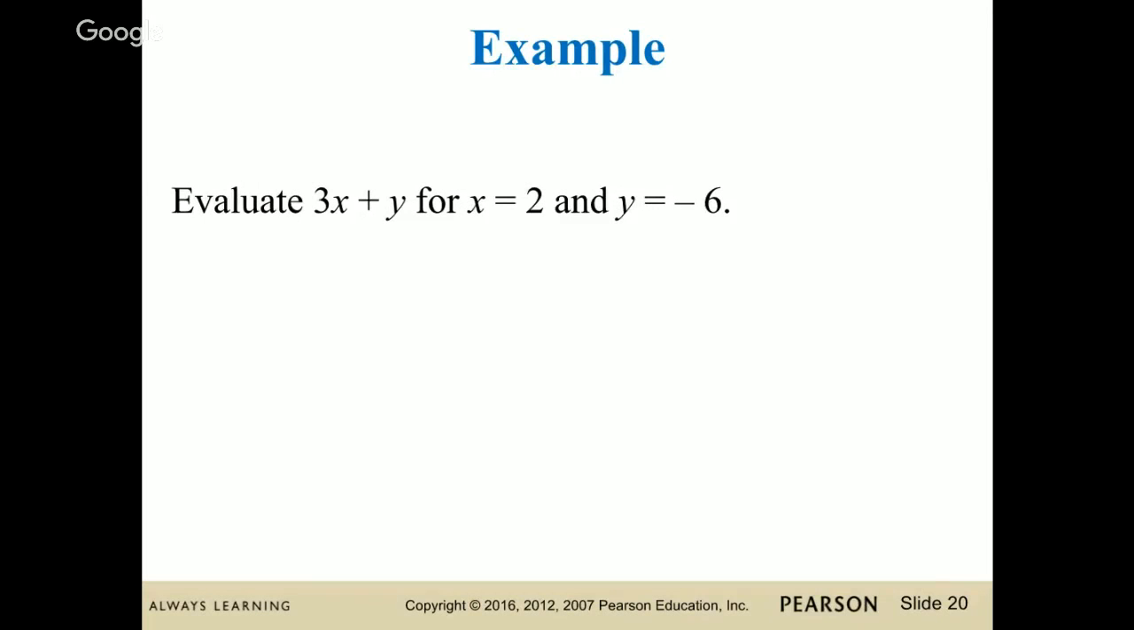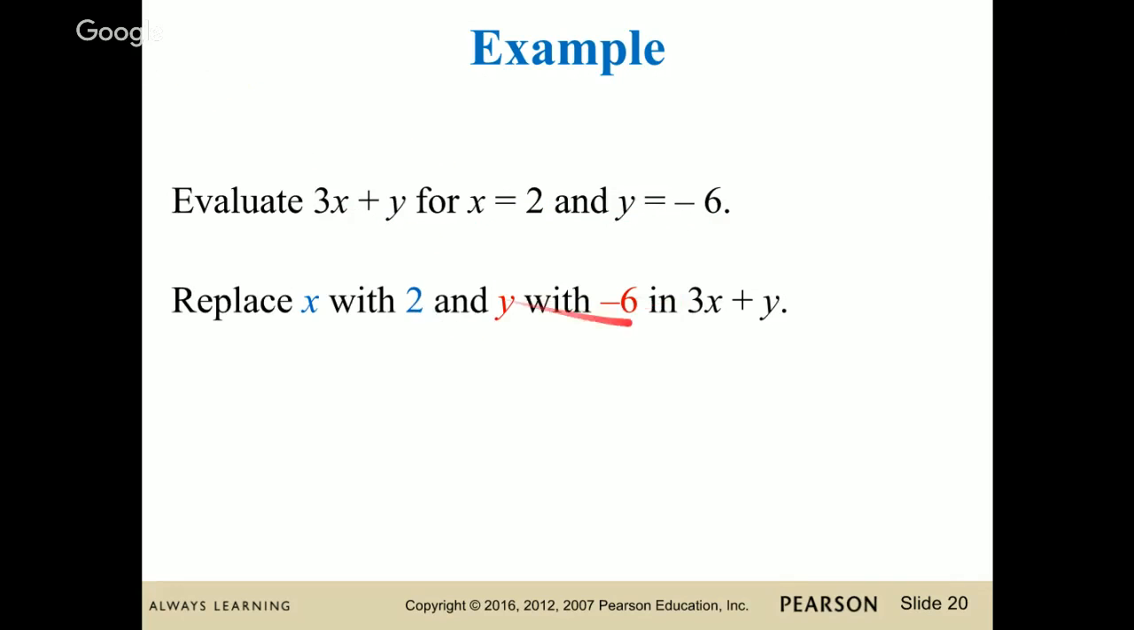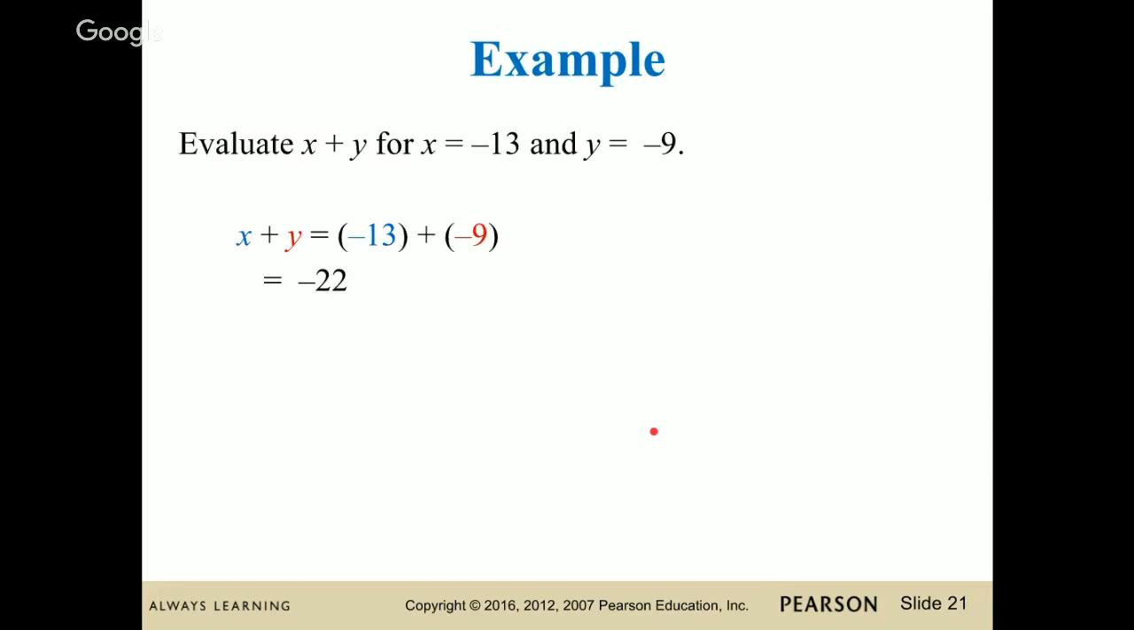Evaluating algebraic expressions. You guys did this last night and a little bit in class today, so this should be nothing new for you. You plug in the 2 for the x, plug in the negative 6 for the y, and you would get 3 times 2 plus a negative 6. 3 times 2 is 6. Positive 6 plus the negative 6, your solution is going to be 0. All right, plug in negative 13 for x, negative 9 for y. So you have negative 13 plus a negative 9 will be a negative 22.